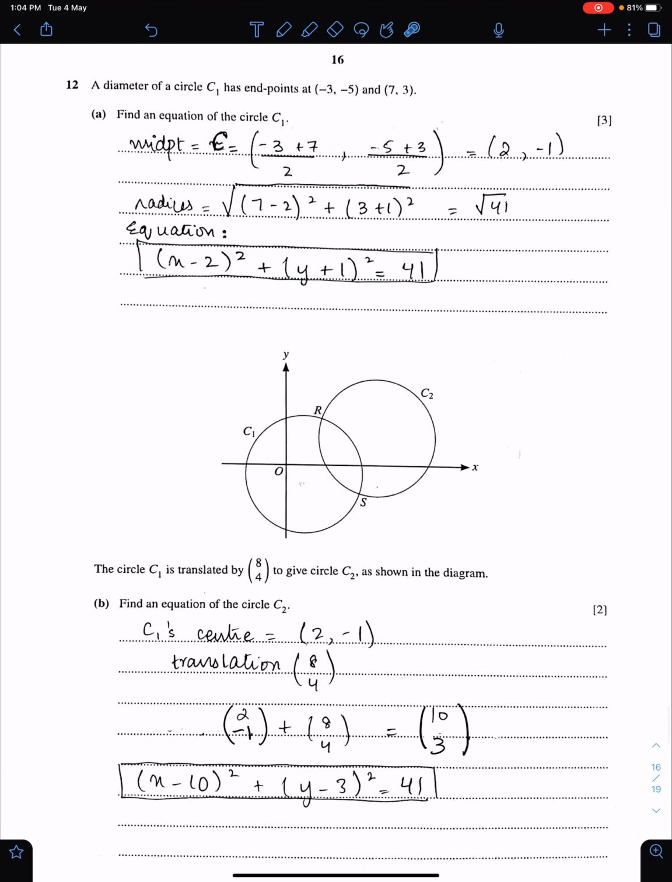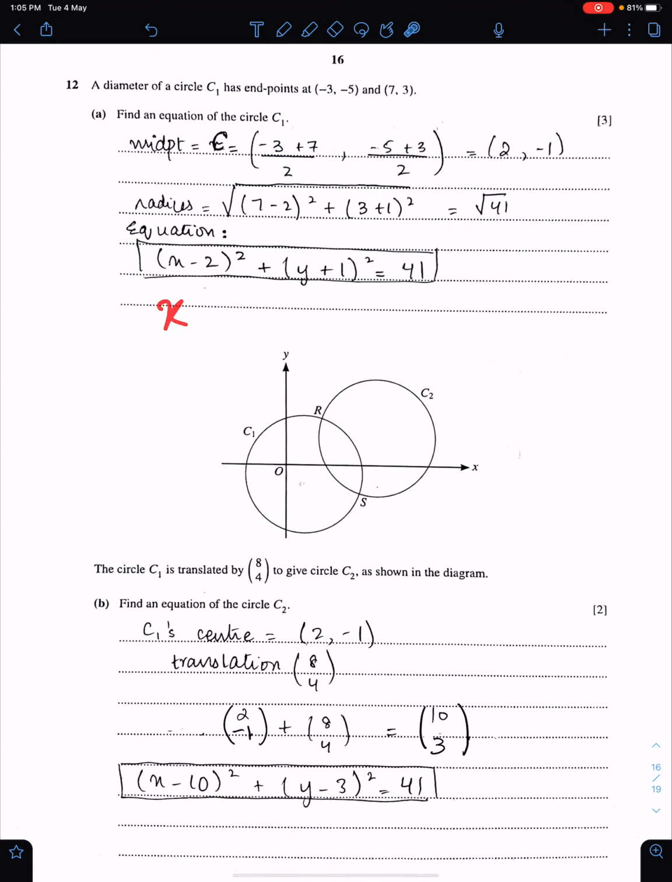I think this is the last question of this paper. Question 12. A diameter of a circle C1 has these endpoints. Find an equation of the circle C1. This is simple. Since these are the endpoints of the diameter, by taking the midpoint of these two points, we can get the coordinates of the center. The radius is simple: you can take the distance from the center to this point or this point. The distance between these two points will give you the radius. This is the required equation of the circle.